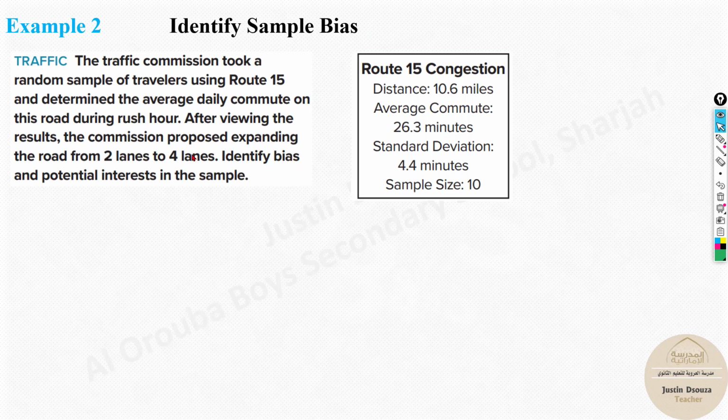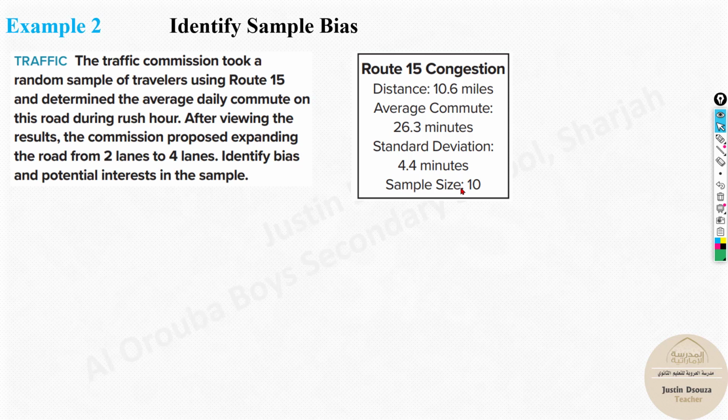This is the details of it. So it's about the Route 15 congestion. Distance is 10.9 miles. It's over 20 kilometers, nearly 22 plus kilometers of road. And its average commute time is 26.3 minutes. The standard deviation is 4.4 minutes. We will come to standard deviation in the next coming lessons. Sample size is 10. Now, this is the most important thing.